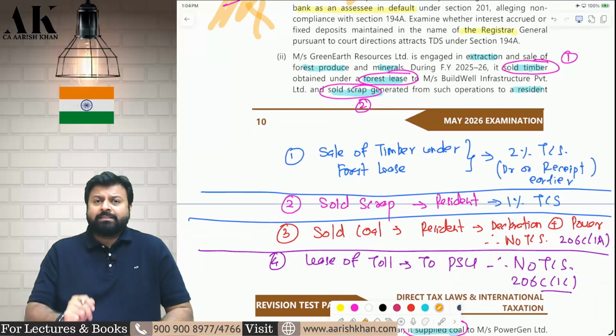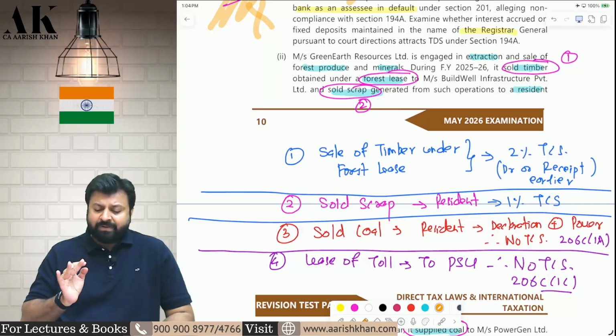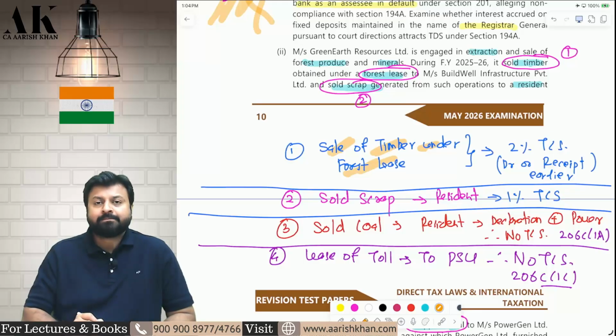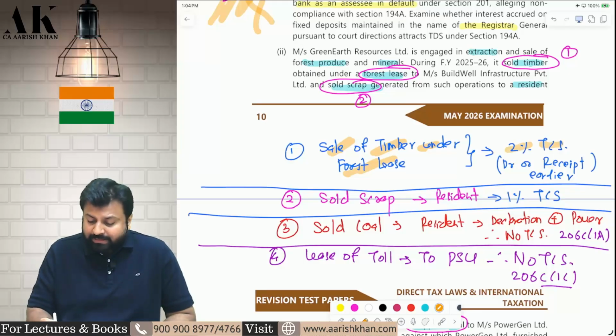Next question has 4 transactions. You need to say whether TCS will apply or not. First transaction, the assessee is selling some timber under forest lease. So whether TCS is applicable? Yes. 2% TCS is applicable at the time of debit or receipt, whichever is earlier.